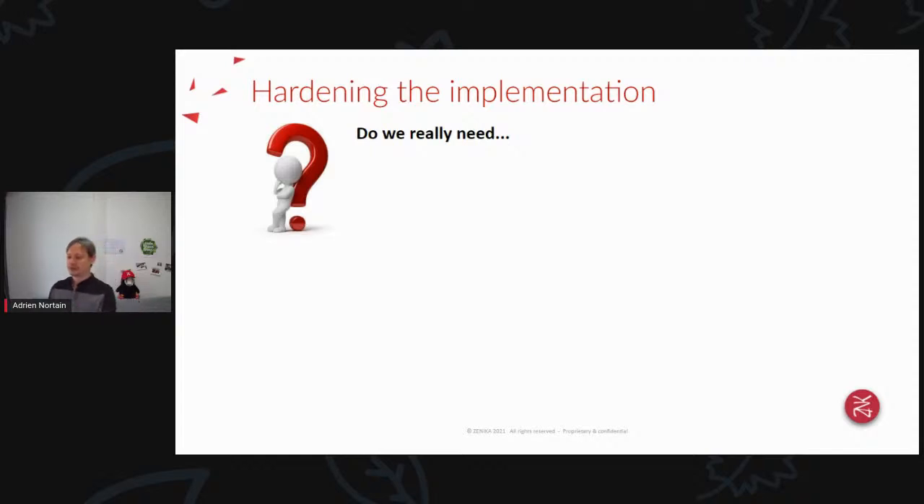So let's harden the implementation now. So we had our MVP. Of course, it was not a state-of-the-art implementation. So we asked ourselves the very first question about architecture. Do we really need it? That's the first thing that you ask yourself in an eco-design approach. Because if you don't need it, don't do it.